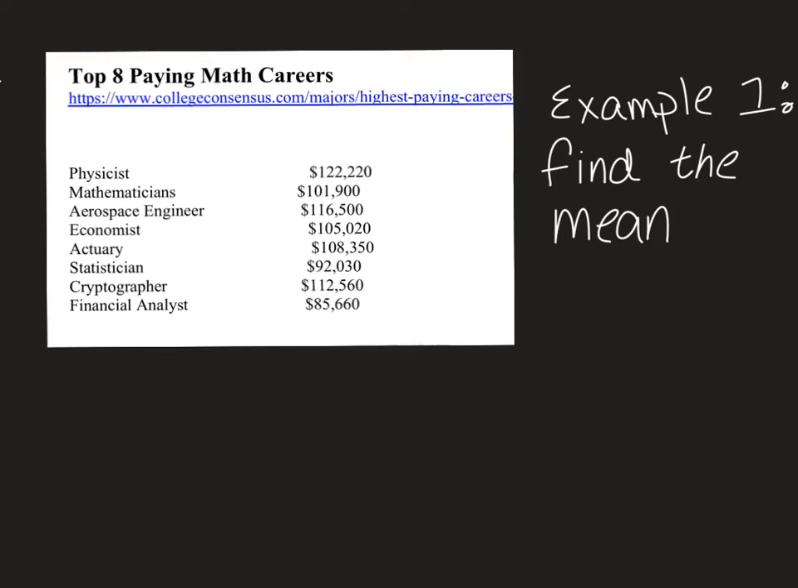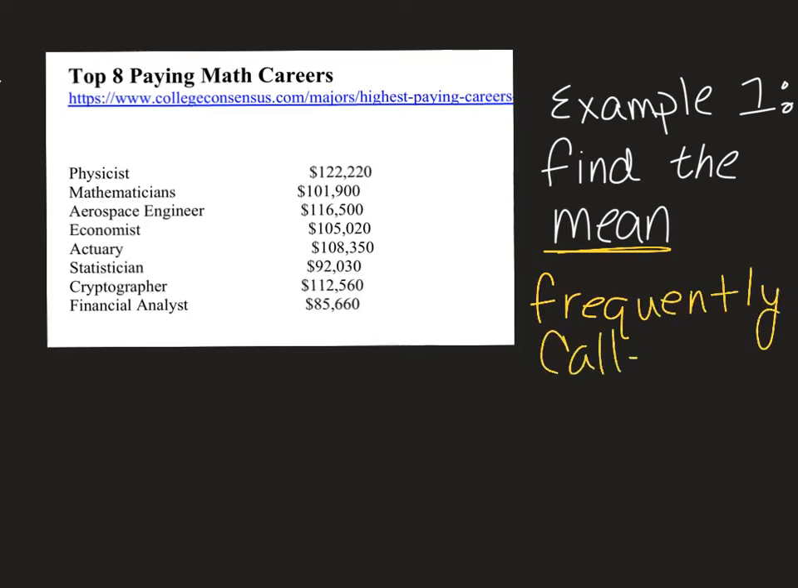For example number 1, we are going to find the mean of the set of data, and the mean is also frequently called the average. The average does technically cover some other measures as well, but typically when somebody mentions the word average, they're talking about the mean. And there is a 2-step process for how we find the mean.